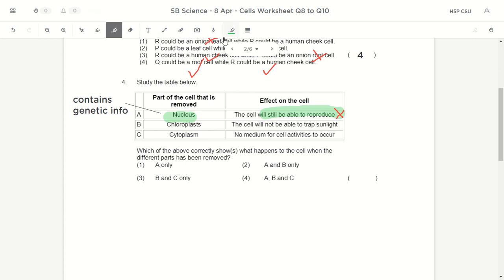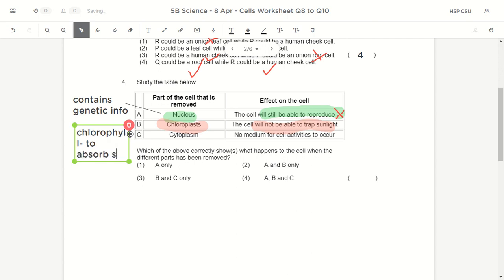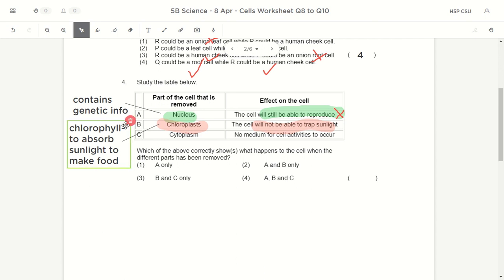Now we look at the next part. If I remove the chloroplast, what will happen? If I remove the chloroplast, it will not be able to trap light. So what is chloroplast for? Chloroplast, remember, it contains chlorophyll. And what is chlorophyll for? Chlorophyll is to absorb sunlight to make food. Okay, so this is for chloroplast because chloroplast contains chlorophyll to absorb sunlight to make food. So if I remove chloroplast, means I don't have chlorophyll, means the cell was not able to trap sunlight to make food. So this is actually correct.